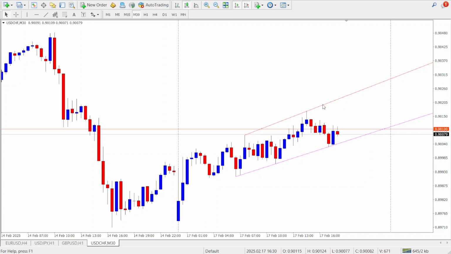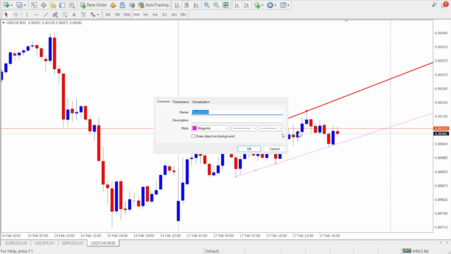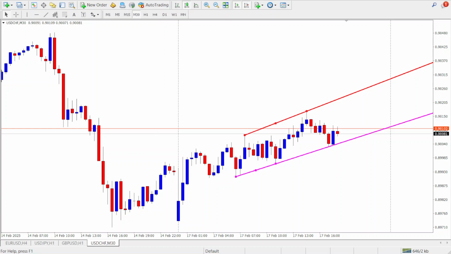Okay, now we can use it for trend confirmation. If price consistently respects a trend line, it confirms the strength of the trend. So you can use this information to trade in the direction of the main trend. For example, here, you can just be looking for buy opportunities. As price continues to bounce off this trend line, we can be looking for buy opportunities.